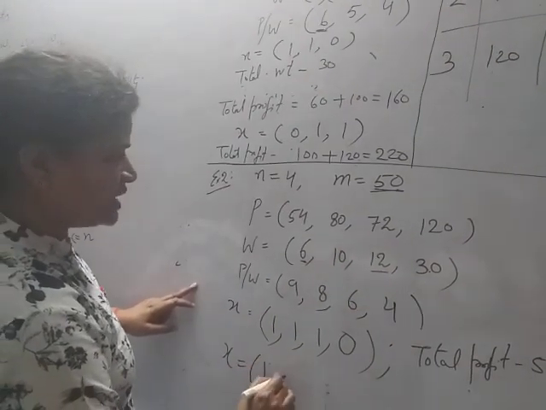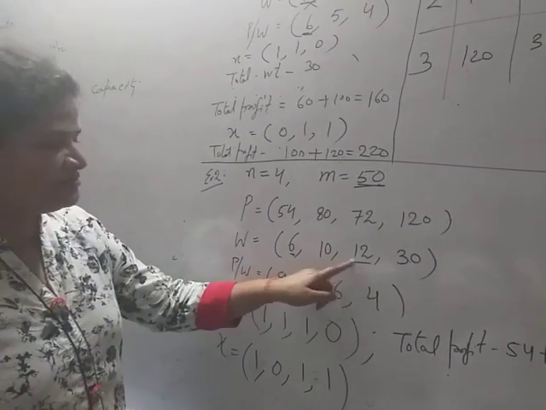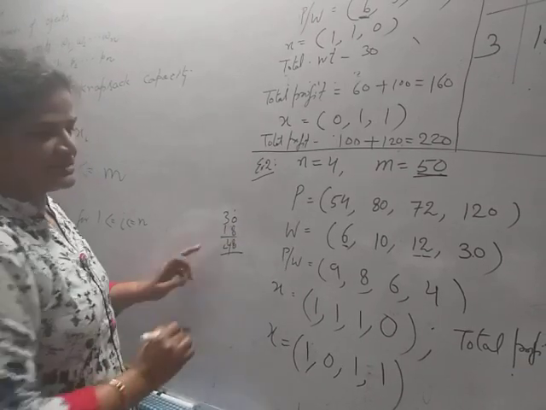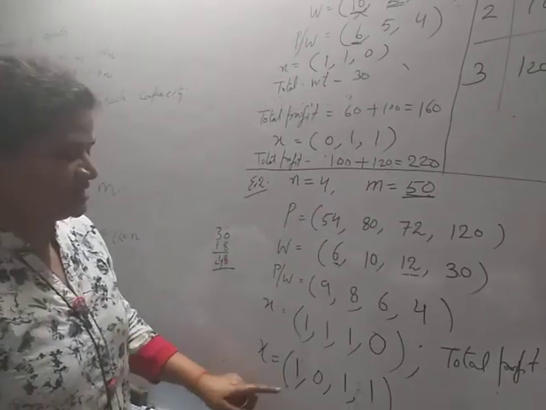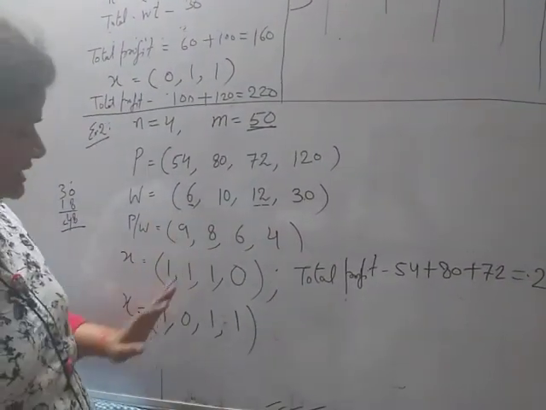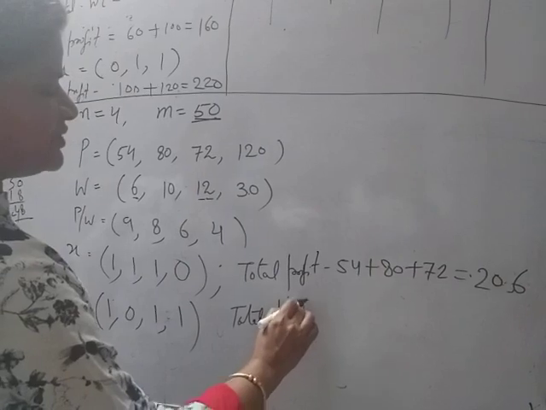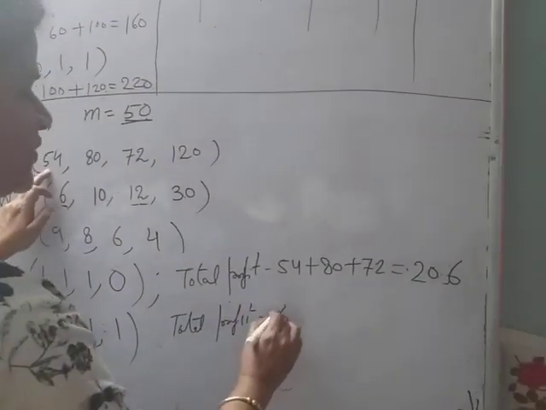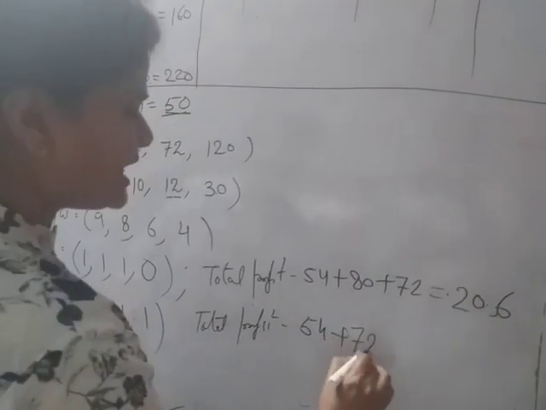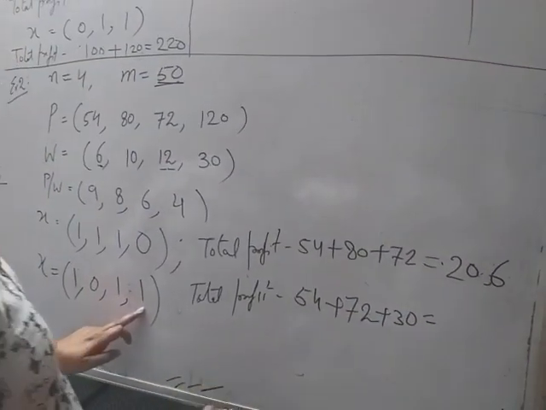So one is 1, 0, 1, 1. This can be another solution, because 6 plus 12 is 18, and 18 plus 30 is 48. Okay, so it is not exceeding 50. So this is another solution vector for the same problem, but I have not generated it with any algorithm, only by hit and trial. Total profit for this case is 54, the second is excluded, the third is 72, and the fourth is 120.